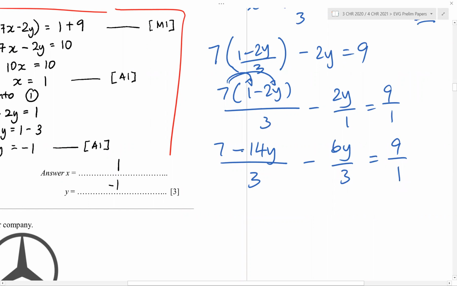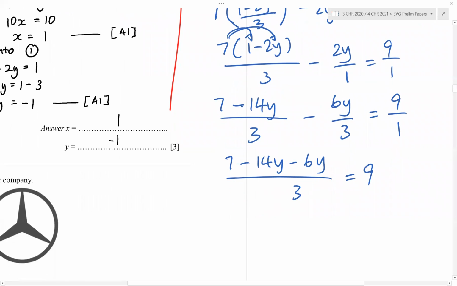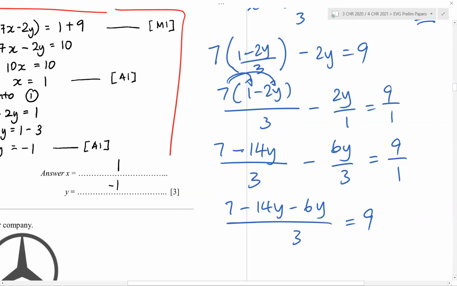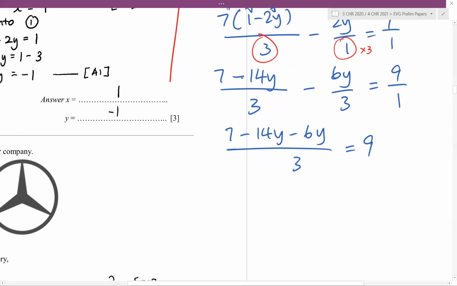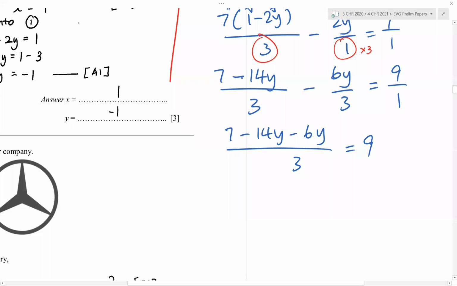Am I going too fast? Shella, okay? Same denominator already? Combine: 7 minus 14y minus 6y over 3 equals 9. Where do I get 6y? Here, I want to make the denominator the same. This is 3, this is 1, so I times 3 times 3. Okay, next step. 7 minus 14y minus 6y, so 7 minus 20y over 3 equals 9 over 1.